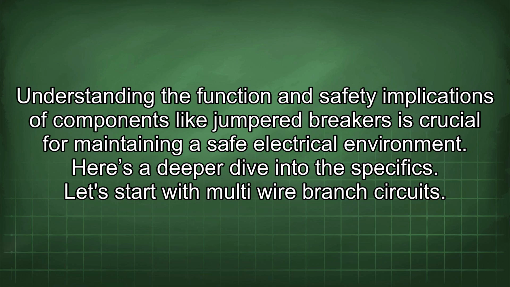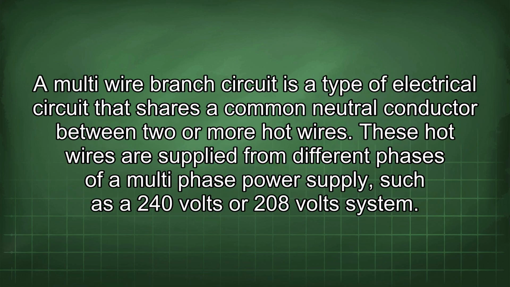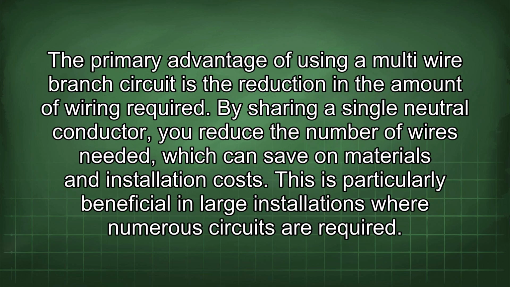Let's start with multi-wire branch circuits. A multi-wire branch circuit is a type of electrical circuit that shares a common neutral conductor between two or more hot wires. These hot wires are supplied from different phases of a multi-phase power supply, such as a 240 volt or 208 volt system. The primary advantage is the reduction in the amount of wiring required. By sharing a single neutral conductor, you reduce the number of wires needed, which can save on materials and installation costs. This is particularly beneficial in large installations where numerous circuits are required.